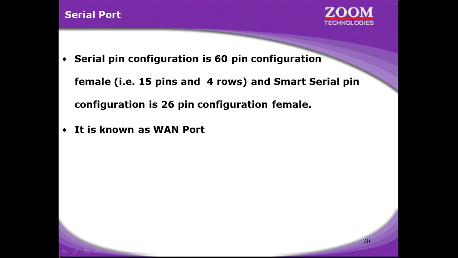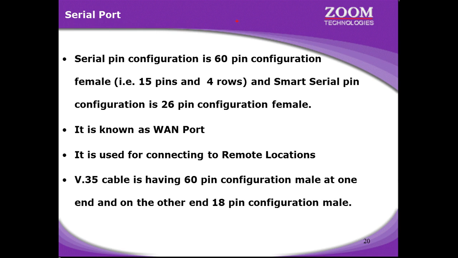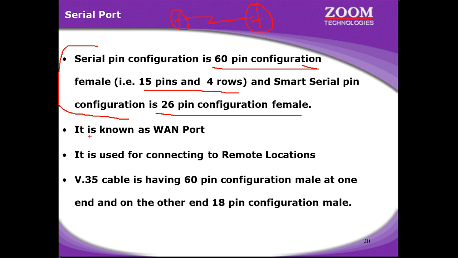Serial pin configuration is, this is the sign of a router to router serial port. It is a 60 pin configuration, with 15 pins and 4 rows, and 26 female. So it's just giving a classification of it. It is also known as the WAN port. WAN port means wide area network port. It is used for connecting remote locations. Remote locations, for example, one in the UK, United Kingdom, and another in the United States of America.